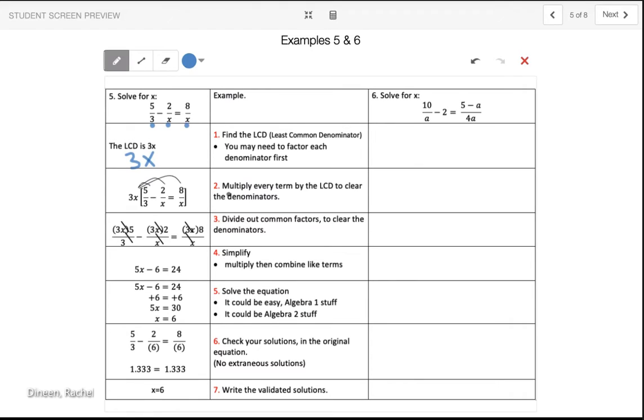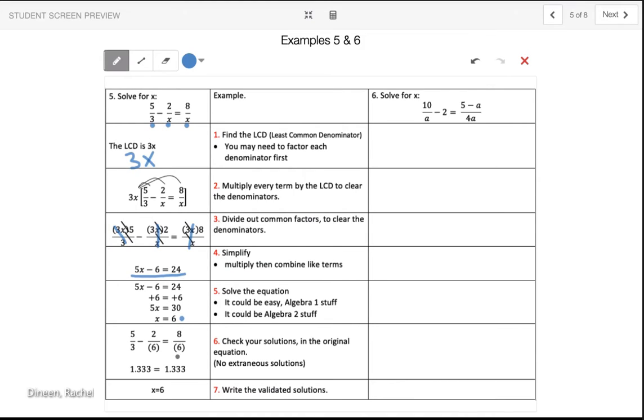Then I multiply everything by the LCD. Then you can divide out common factors. So 3 divided by 3, x divided by x, x divided by x. The nice thing is that clears the denominators so that you just have an equation left over. Then we multiply, then combine like terms, and solve the equation. It could be Algebra 1 stuff like this, or it could be Algebra 2 stuff like last unit.